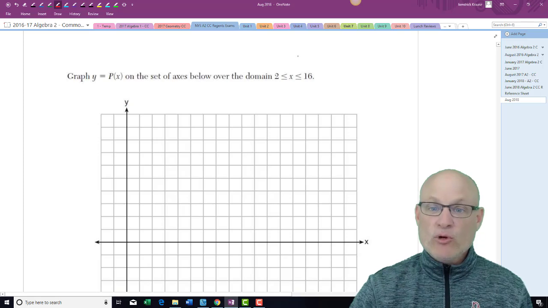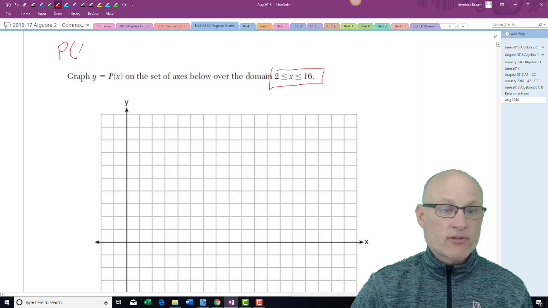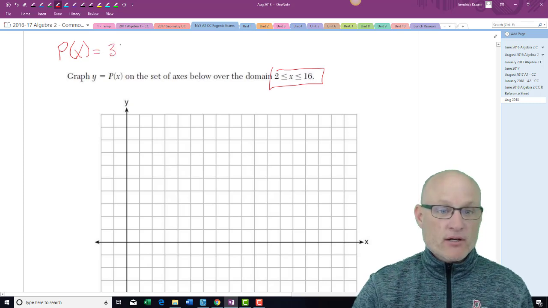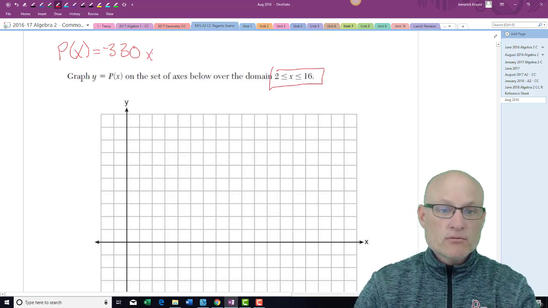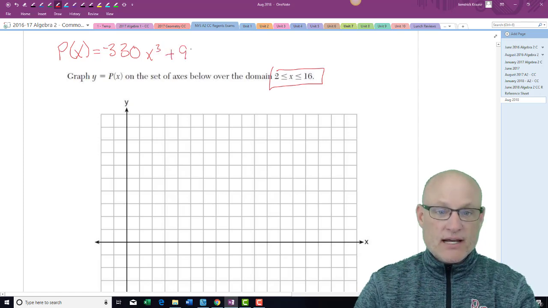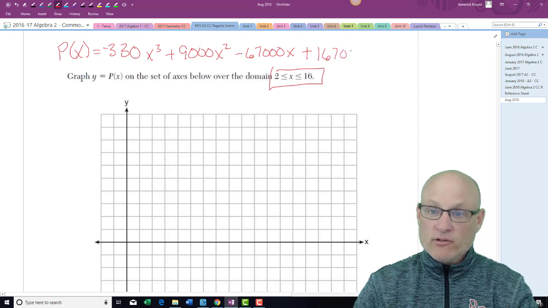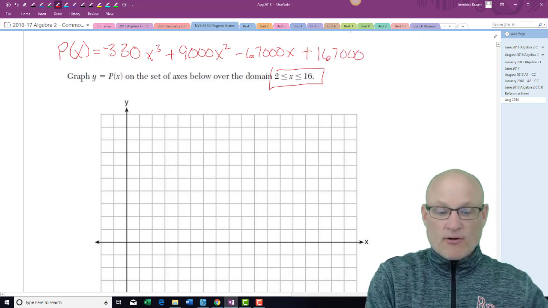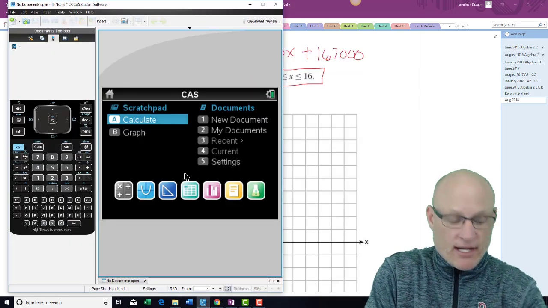we need to graph this function, but we are only allowed to graph from here to here. So let's rewrite what our function is. P of X equals negative 330 x cubed plus 9,000 x squared minus 67,000 x plus 167,000. So we're going to go to our calculator. Now, you aren't going to see anything, and you should already know why.